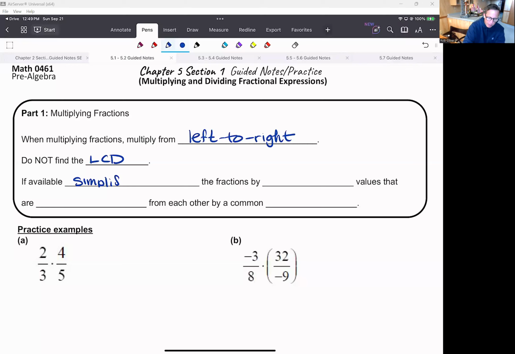And this is what I was just talking about. Simplify the fractions by cross-canceling values that are diagonal from each other. And we're going to cross-cancel the values that are diagonal from each other by reducing them, much like you reduce a fraction. You're going to use a common factor, though, when you simplify them.